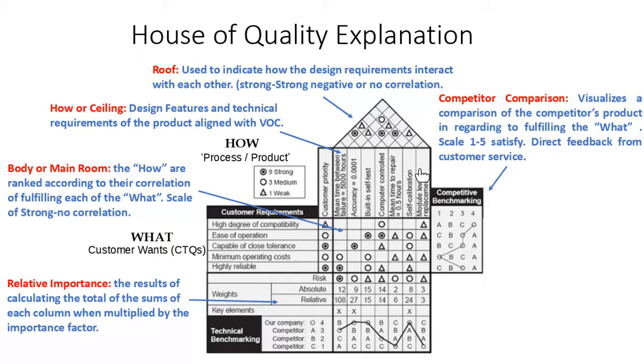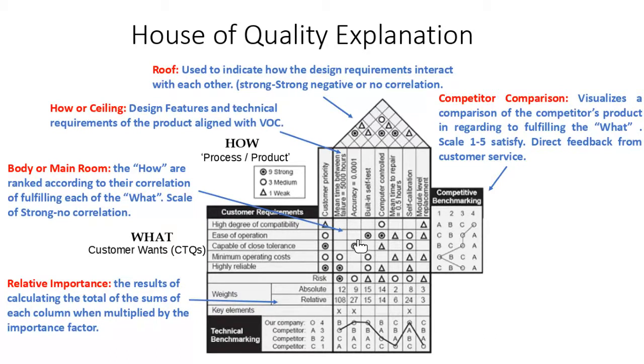We call this the ceiling. The ceiling is the feature, or the design feature, or the technical requirement. The what is the customer, or the voice of the customer. This is the main room in the middle. We call it the body or the main room in the house of quality. The body shows how the correlation fulfills between the whats and hows, from a scale of strong to no correlation or weak correlation.